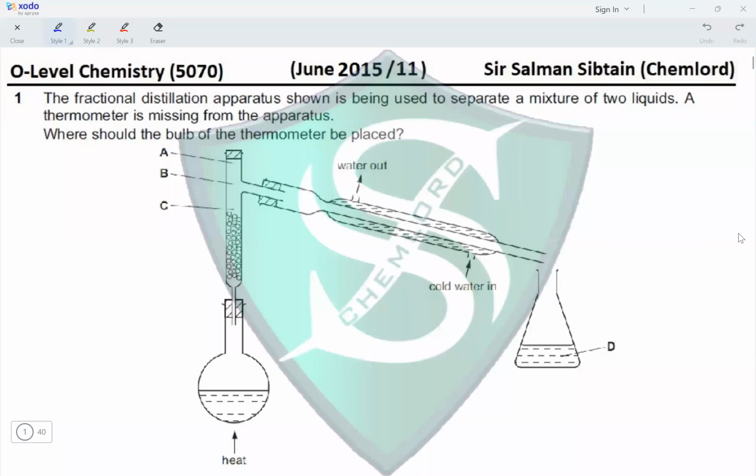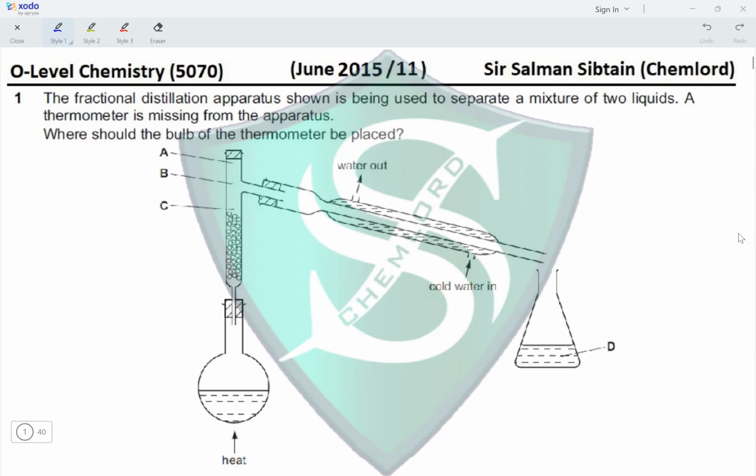Hi guys, this is O-Level Chemistry, paper 11, June 2015, question 1. The fractional distillation apparatus shown is being used to separate a mixture of two liquids. A thermometer is missing from the apparatus. Where should the bulb of the thermometer be placed?